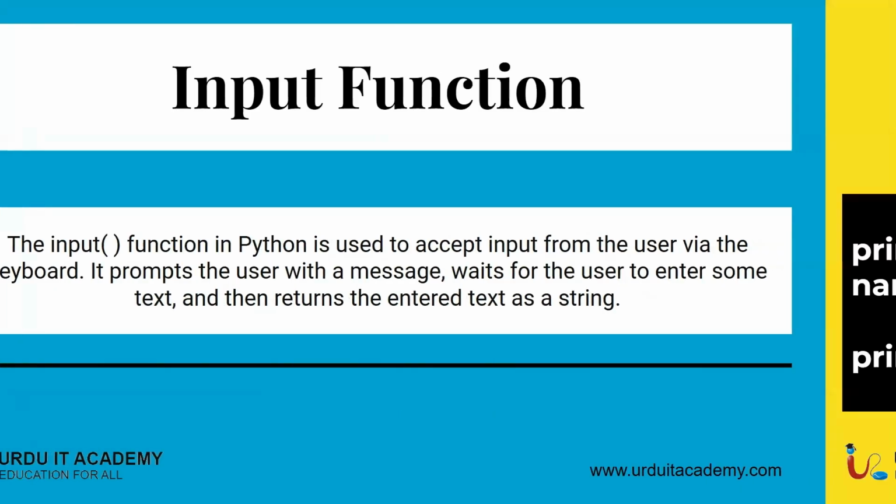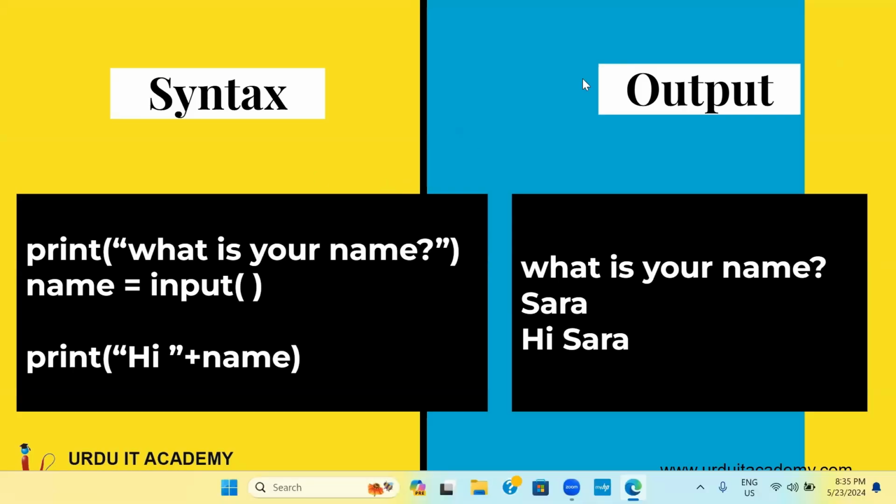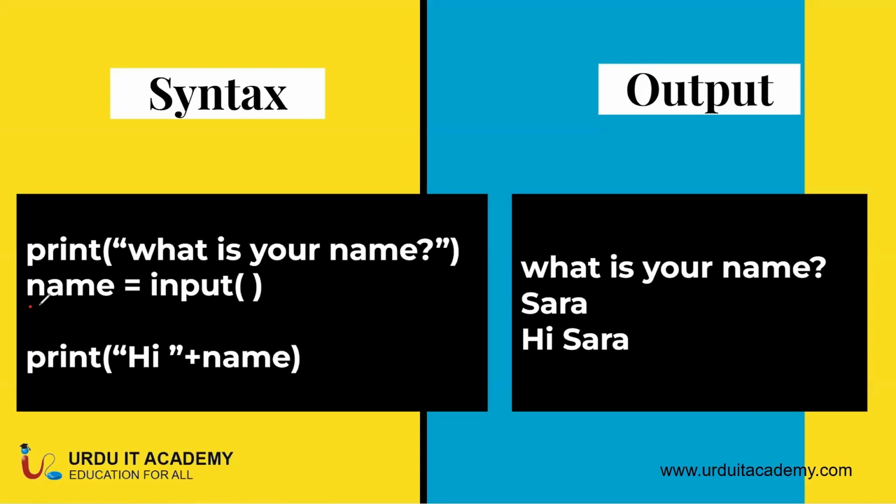Now, let's see the syntax of the input statement. First, you can see we are printing. We have written print inside the bracket, and inside the quotes we are printing a message, what is your name? Below that you can see name equal to input. Here name is a variable. You can give any name for the variable. We use it to store something inside the computer memory.